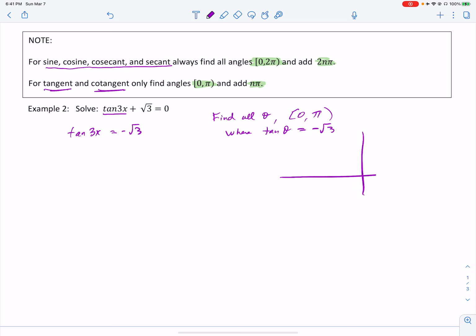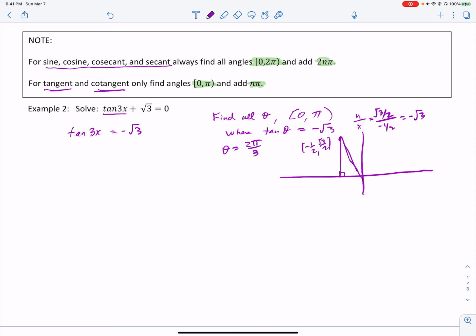So I'm just thinking, I'm not going to be in quadrant 1 because tangent's positive there, and I happen to know it's 2 pi thirds, because that's negative 1/2 and up root 3 over 2. And tangent is y over x, so that root 3 over 2 over that negative 1/2 is going to make that negative root 3. So theta is 2 pi thirds. That's the angle where tangent is negative root 3.